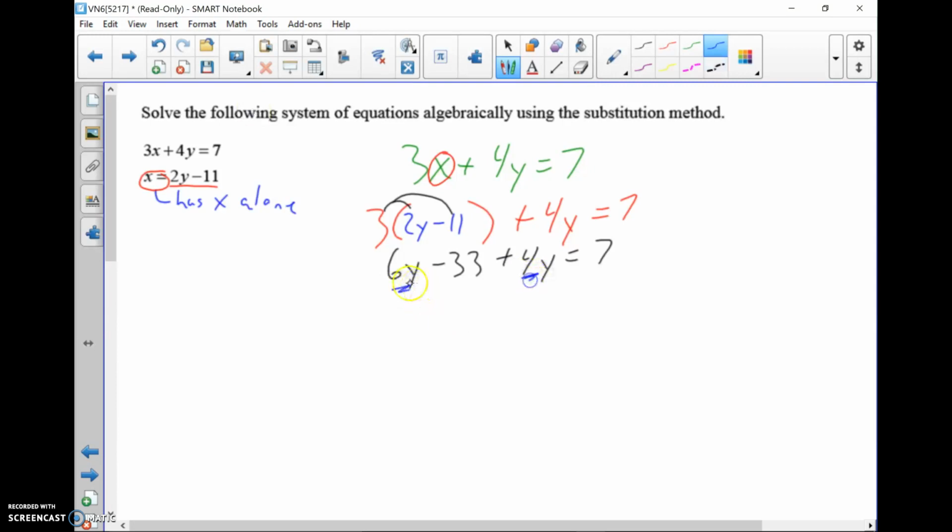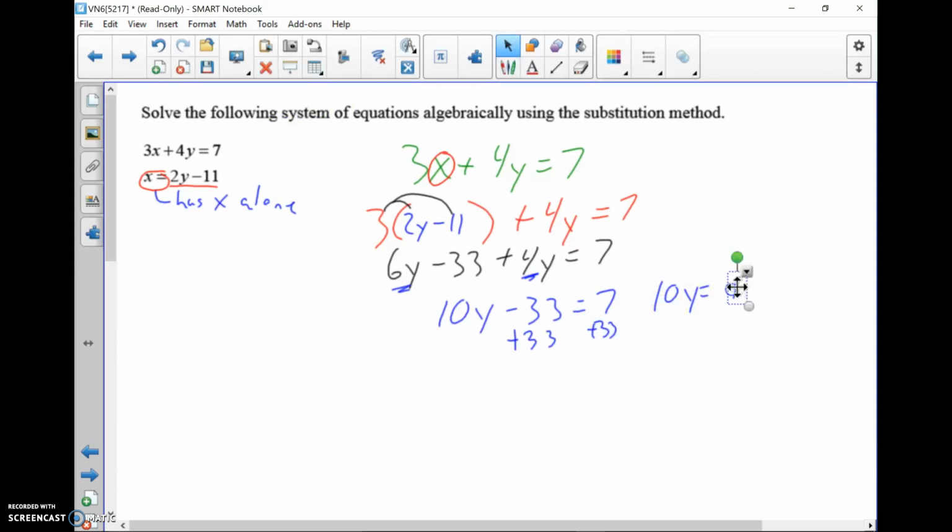Here we have to combine like terms, but they're on the same side. So I'm not going to minus 4y or minus 6y. Just combine them. Positive 6, positive 4, that's 10y minus 33 equals 7. Same side like terms, just combine them as they are. You don't need to move them around. Here we can add 33 to get 10y equals, add 33 on both sides, is 40.